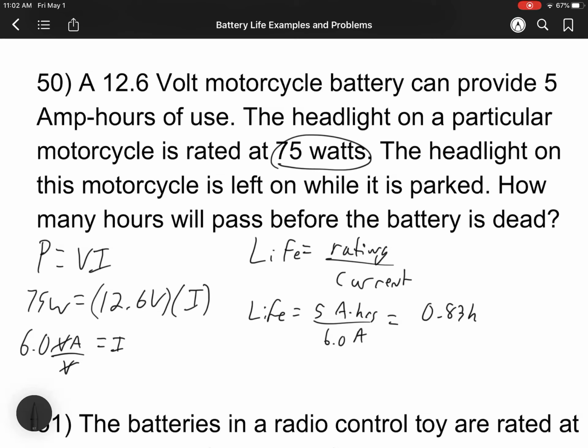So that's why modern motorcycles, for the most part, and cars have an automatic turn-off-the-headlights feature, because otherwise it usually takes less than an hour to drain the battery.